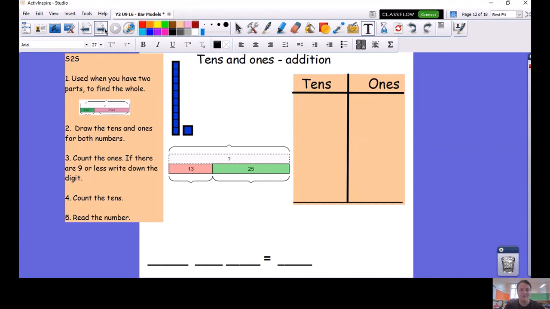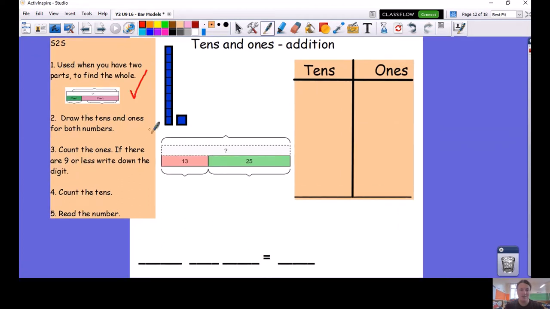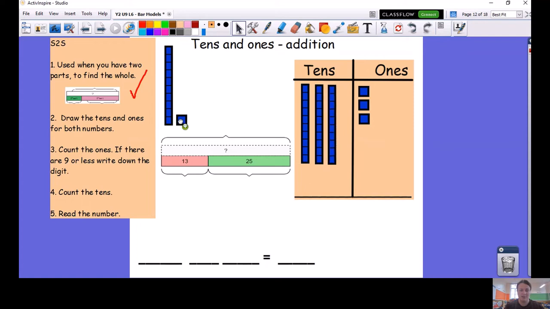So this is an addition question. I know it's an addition question because I have two parts and I don't have the whole. When I want to find the whole, I have two parts and I need to add them together. I now need to draw out my tens and ones. My first number is 13, and I've got one 10 in 13 and three ones: one, two, three. My next number is 25, and in 25 there are two tens and five ones: one, two, three, four, five.